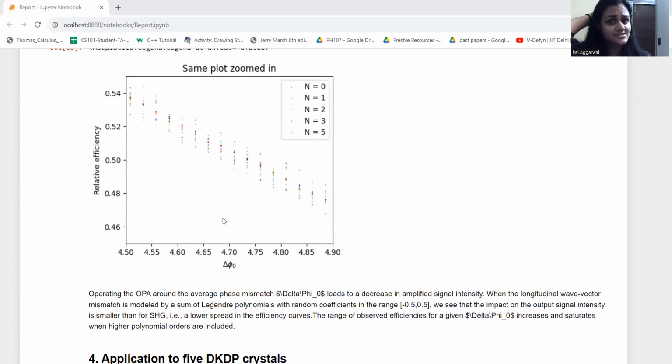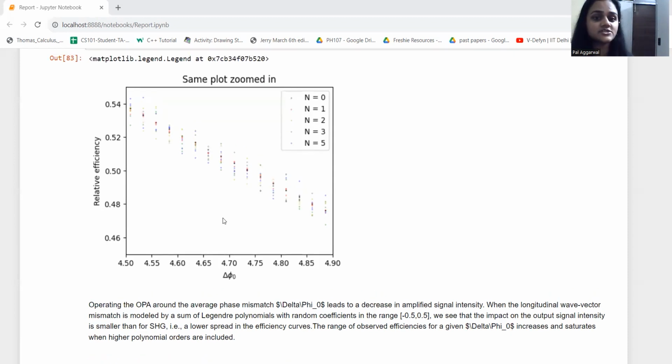The other thing to notice is that the variation is not as much as it was for the case of SHG. The decrease was not so profound as a function of rho. And the third thing we notice is that the spread is less for the relative efficiency versus delta phi naught curve as compared to what it was for the SHG case. So this ends our discussion for the longitudinal variations with rho, sigma, and delta phi naught for both the cases SHG and OPA.